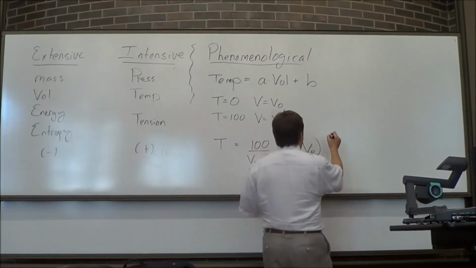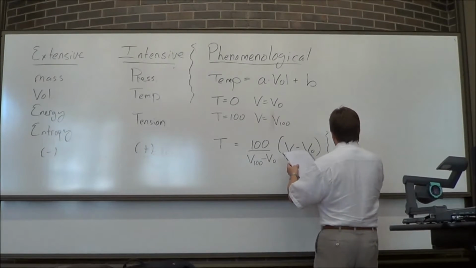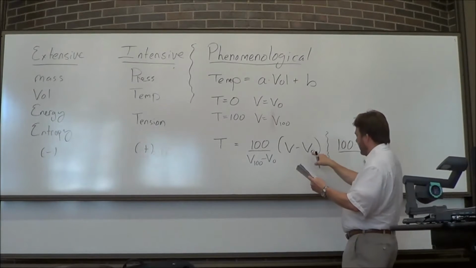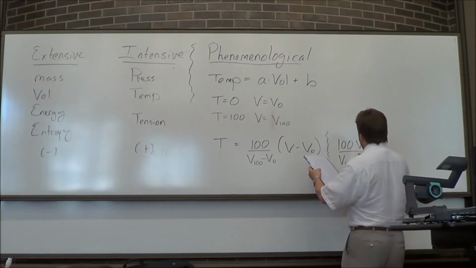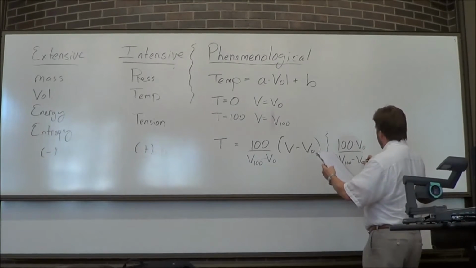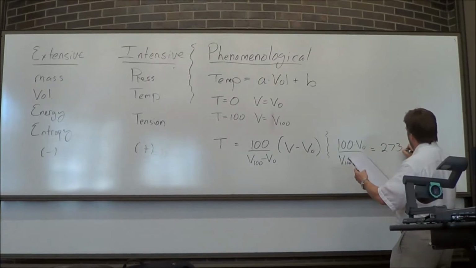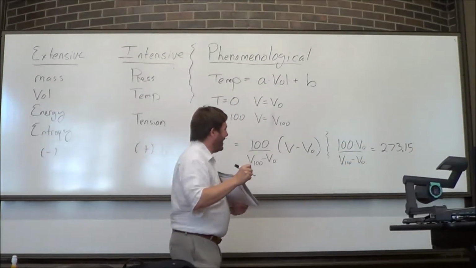So what they found was, here's a little aside, that the intercept, I guess this is minus the intercept, 100 V0, that's where that comes from. The intercept, V100 minus V, whatever units they were using, was equal to 273.15. Sound familiar? Kelvin. It certainly does.